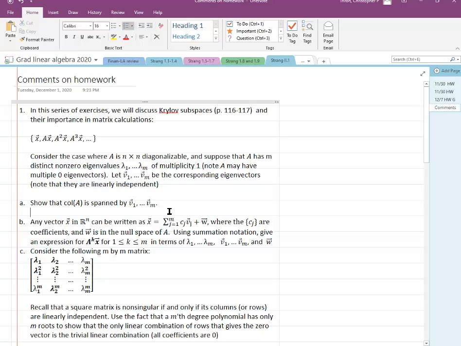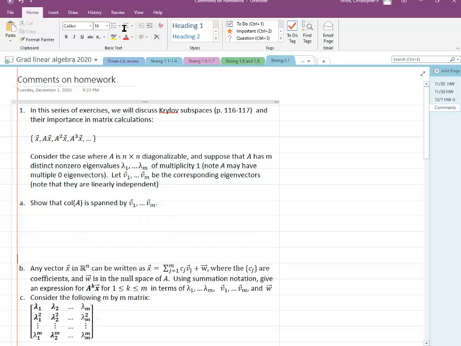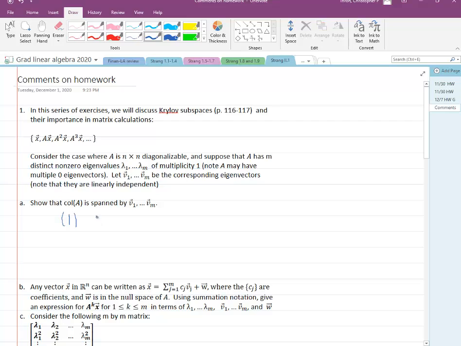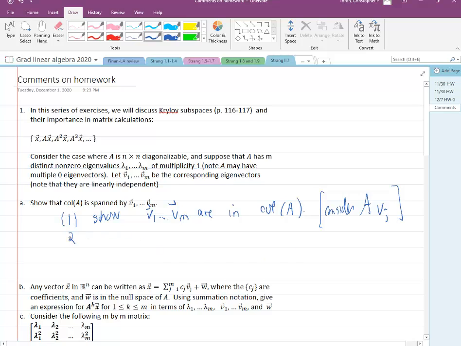Okay. So I suggest you try a couple of steps here. Step one would be show that V1 through Vm are in col of A. They can't span col of A unless they're in col of A. And then you can consider A Vj. And then for problem 2, you want to show they're linearly independent.